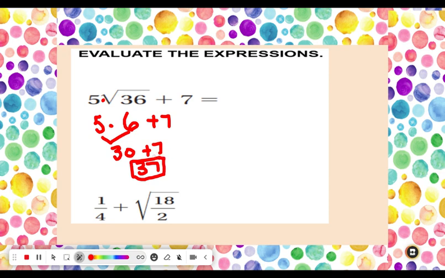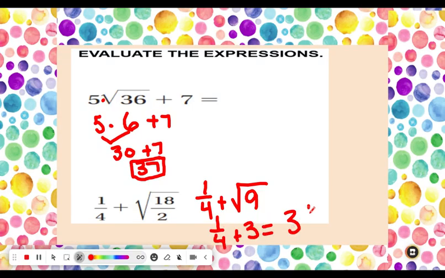Okay, 1/4 plus the square root of 18 divided by 2. So what is 18 divided by 2? That's 9. So we have 1/4 plus the square root of 9. Well, 3 times 3 is 9. So now we have 1/4 plus 3 equals 3 and 1/4.